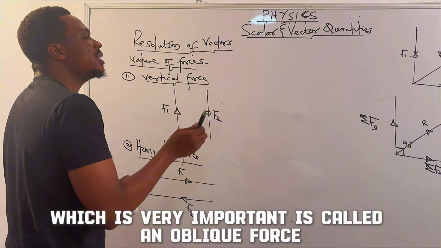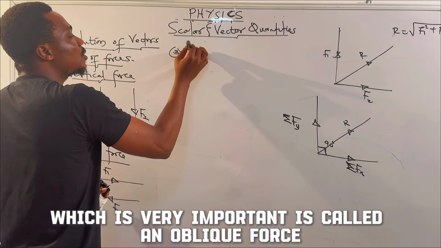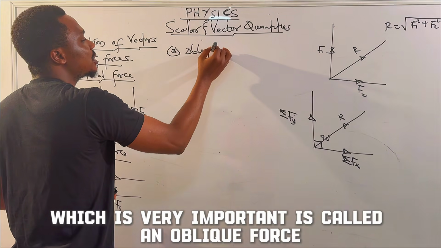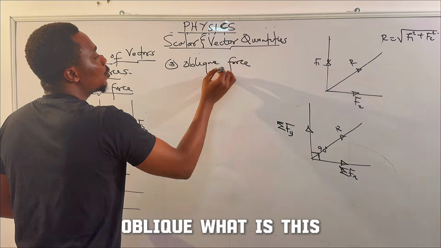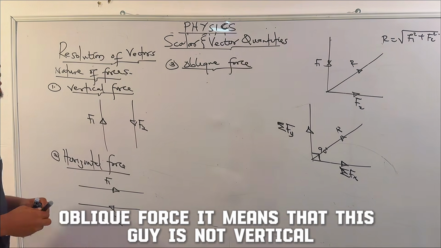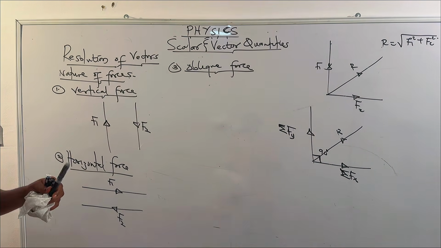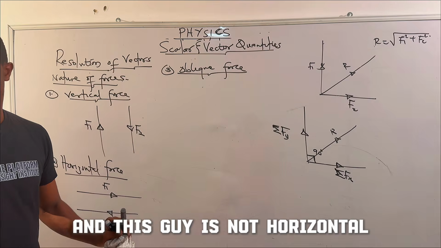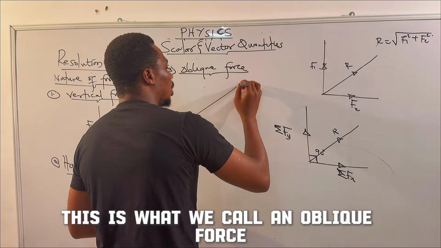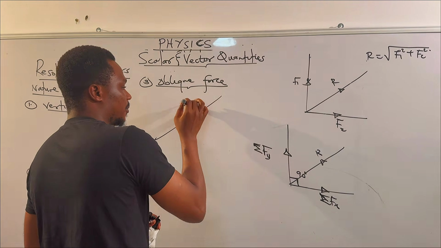Now, the third one, which is very important, is called an oblique force. Oblique. What is this oblique force? It means that this force is not vertical and it is not horizontal. This is what we call an oblique force.